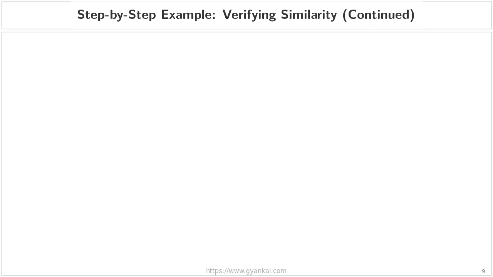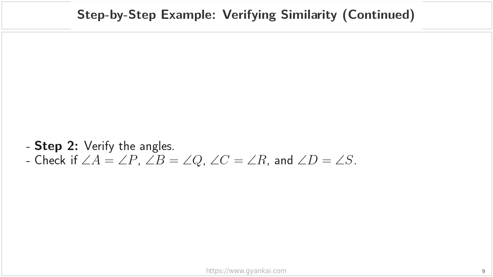Step-by-step example: verifying similarity continued. Now that we have listed all our corresponding parts in step 1, we move on to step 2, which is to verify the angles. Remember, as we discussed earlier in the lesson, we cannot rely on just looking at the shapes. We must mathematically confirm that the shape hasn't been distorted. To do this, we check if each pair of corresponding angles is exactly equal. Specifically, we need to check if angle A equals angle P, angle B equals angle Q, angle C equals angle R, and angle D equals angle S.